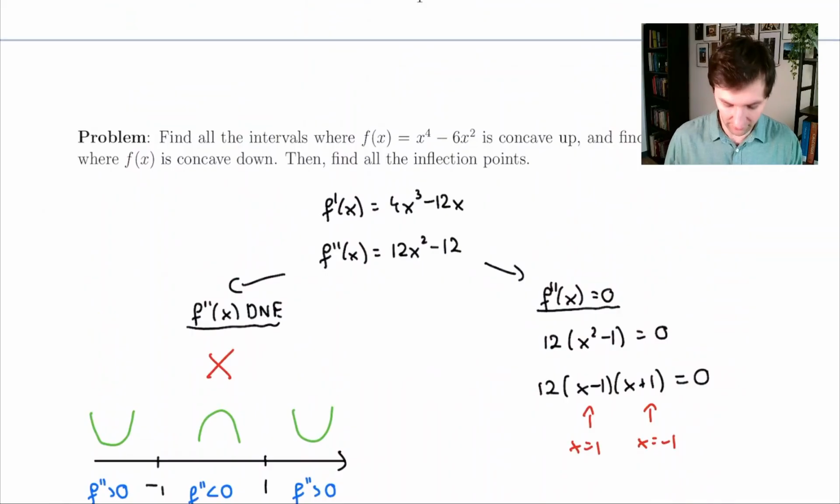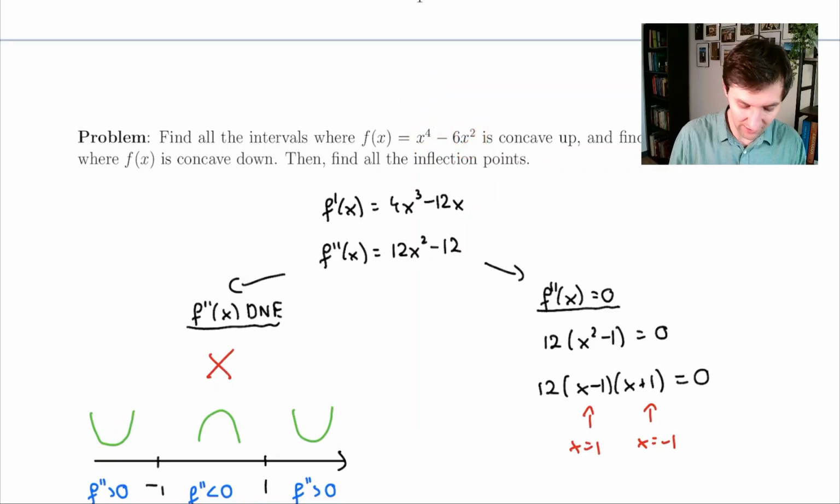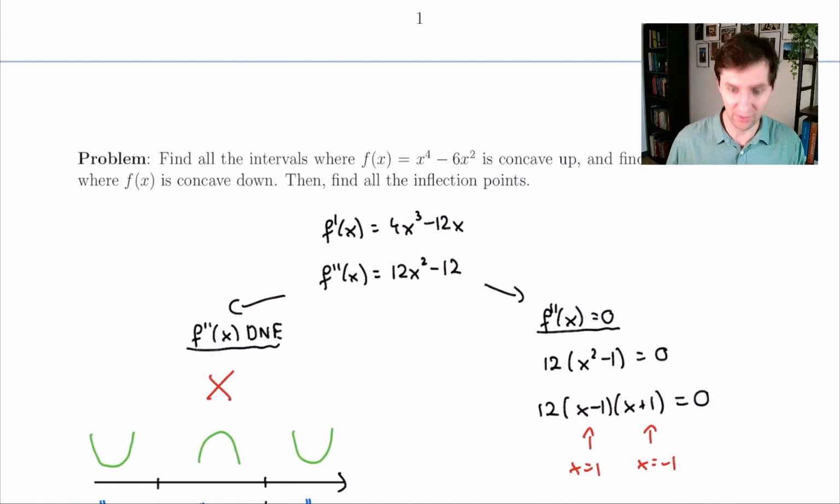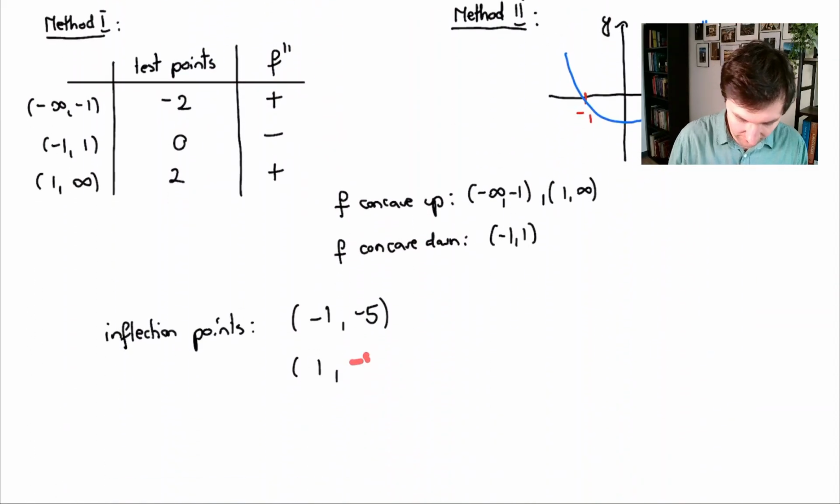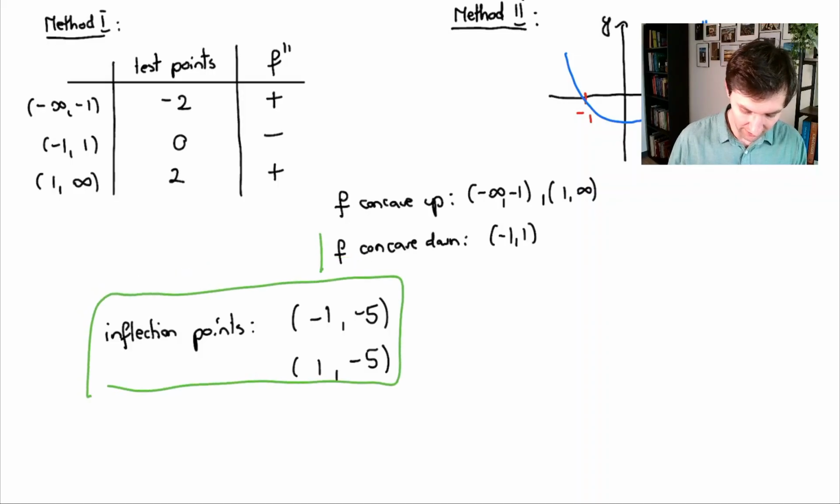When I plug in negative 1 to this expression, negative 1 to the 4th power is simply 1. If I plug in negative 1 here, negative 1 squared is 1, times 6 is 6. So I get 1 minus 6, that gives me negative 5. When I plug in 1 to this expression, 1 to the 4th power is just 1, minus 6 times 1, that's also 6. 1 minus 6, that's also negative 5. The inflection points are (negative 1, negative 5) and (1, negative 5). These are my final answers.